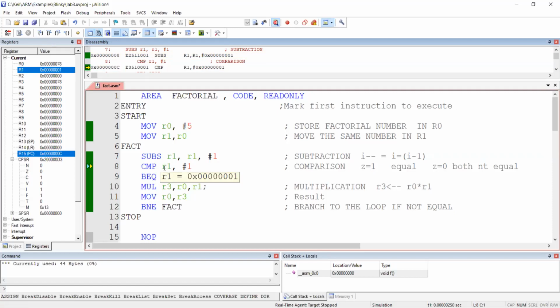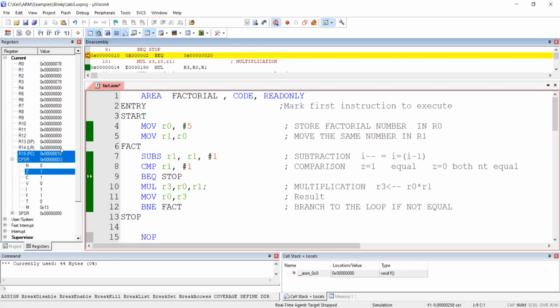1 and 1 are equal. So what are we expecting? For 1 and 1, Z should be high. What is Z right now? 0. So it should change to 1. Hope you can make a note of it. Z has changed to 1.